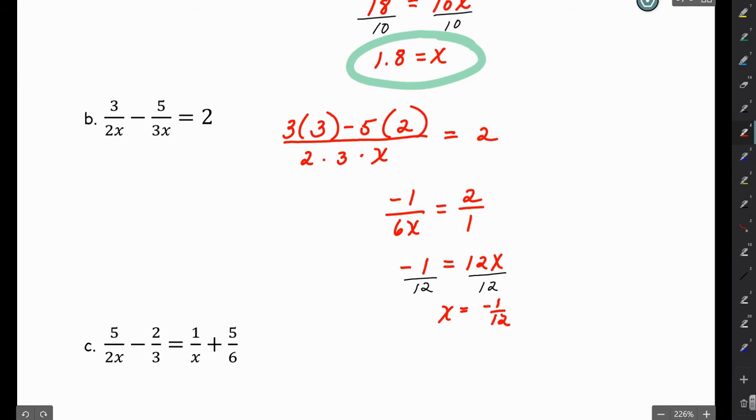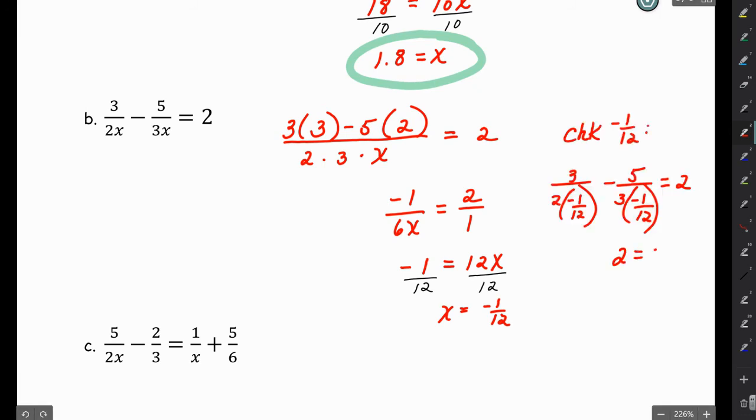Don't forget, we still have to check our solution. We do get 2 equals 2, so we know that x equals negative 1/12 is a solution.